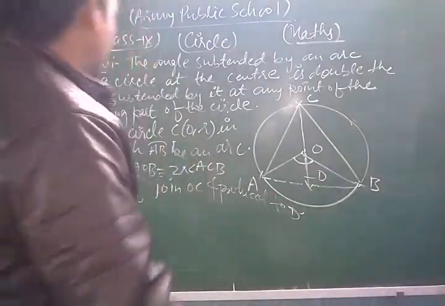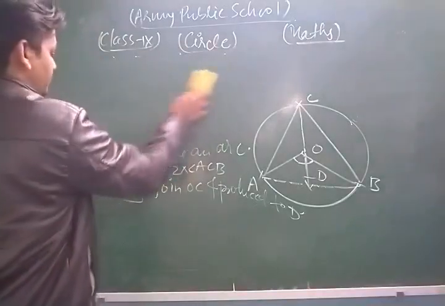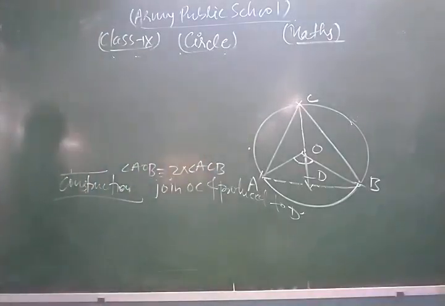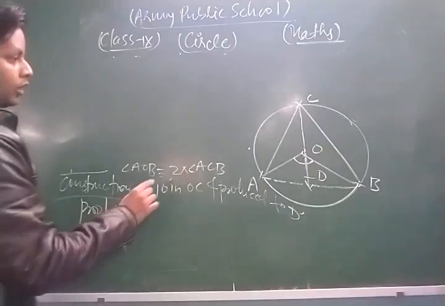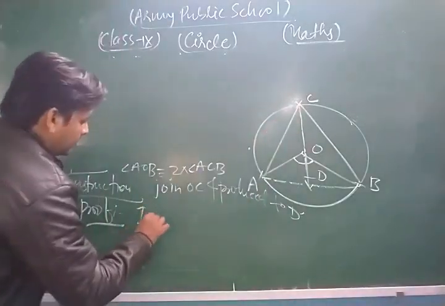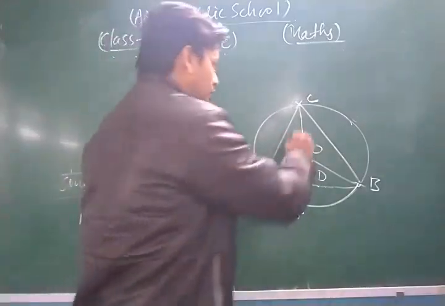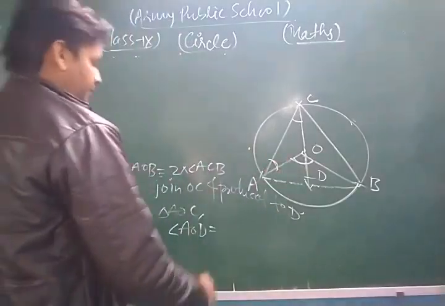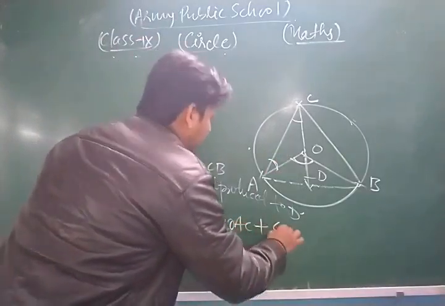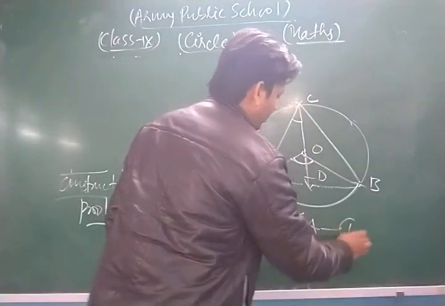Now let's see its proof, dear students. In triangle AOC, angle AOD is the exterior angle, and we know that the exterior angle is equal to the sum of its two opposite interior angles. So angle AOD is equal to angle OAC plus angle OCA. Take this as equation number 1.